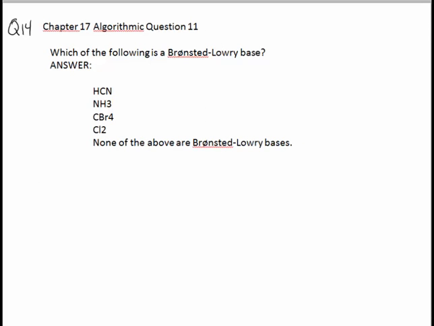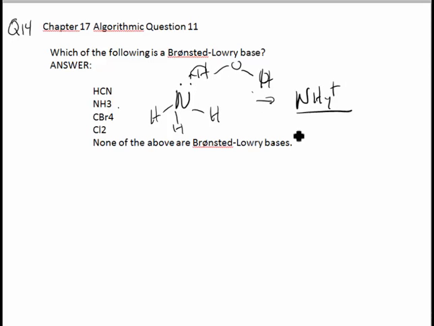So question 14, another of the same type, but now we're changing from the Arrhenius definition to Bronsted-Lowry base. And remember, a Bronsted-Lowry base is a proton acceptor. And in this case, that's this one, because NH3 has two lone pairs up there in the struggle with water, that H to make NH4 plus. So ammonia is the proton acceptor, which makes it a Bronsted-Lowry base.